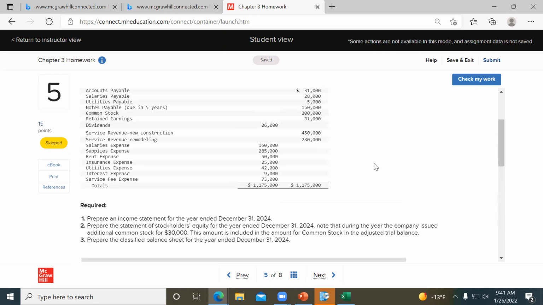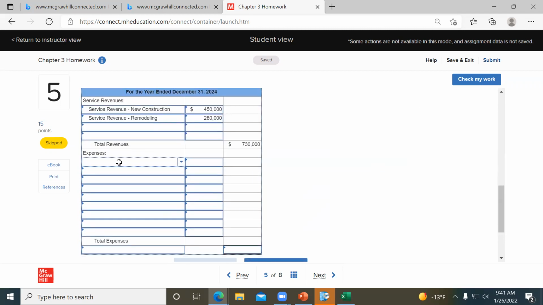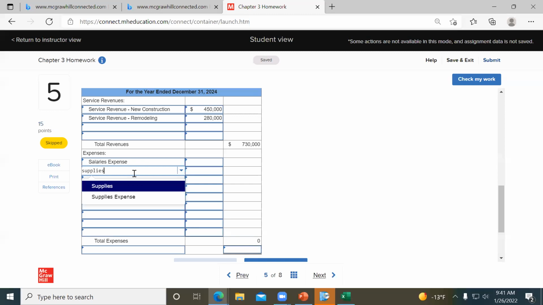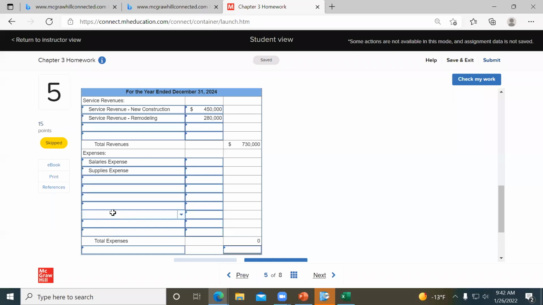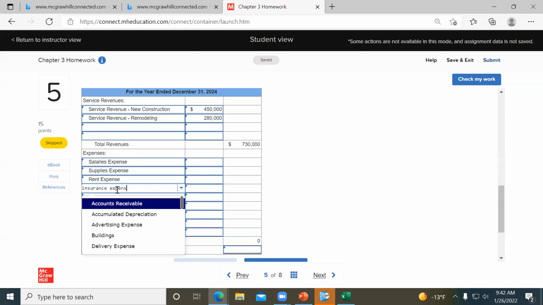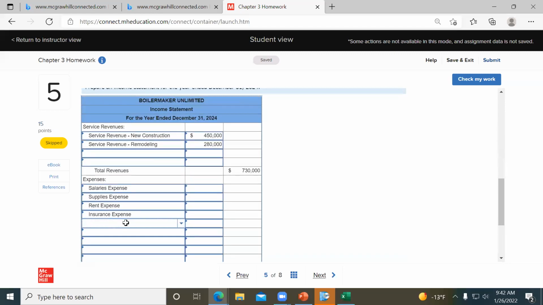What about our expenses? Salaries, supplies, rent, insurance. Salary, supplies, rent, insurance, utility, interest, and service fee. Utility, interest expense, service fee.